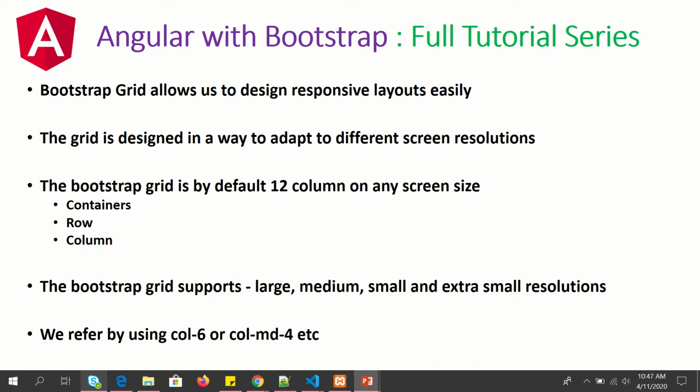So Bootstrap Grid allows us to design responsive layouts easily. The grid is designed in a way to adapt to different screen resolutions with a mobile first mindset. The Bootstrap Grid is by default divided into 12 columns for each screen. The design is achieved by three utility classes which are mainly container, row, and column. We will learn how to use them hands-on in the tutorial.